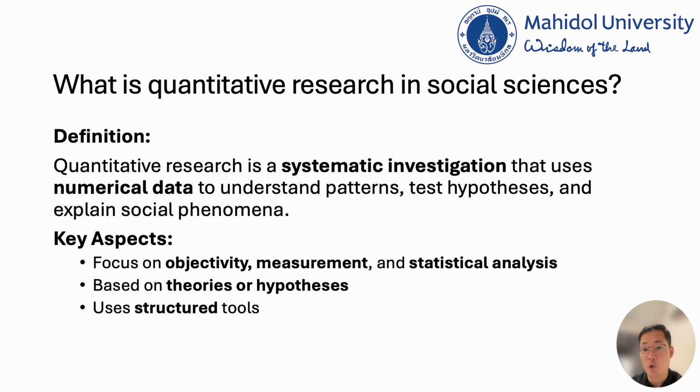Quantitative research in social sciences is a systematic investigation that focuses on collecting and analyzing numerical data. This approach is especially useful when we want to measure variables, establish relationships between them, and test existing theories. It emphasizes objectivity, meaning researchers strive to minimize bias, and often begins with a hypothesis drawn from a theoretical framework.